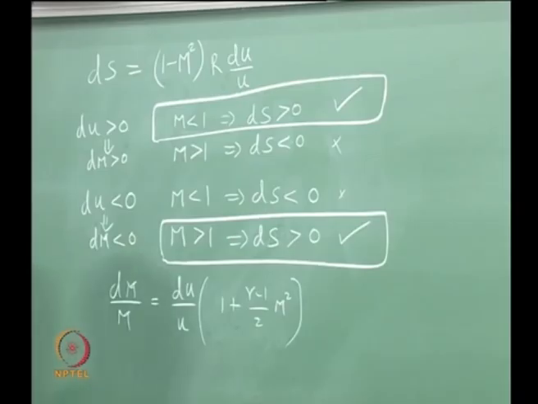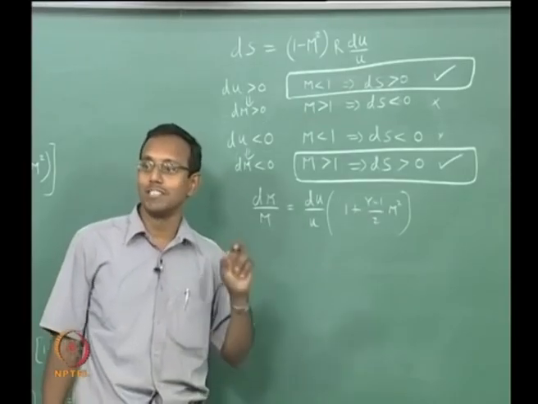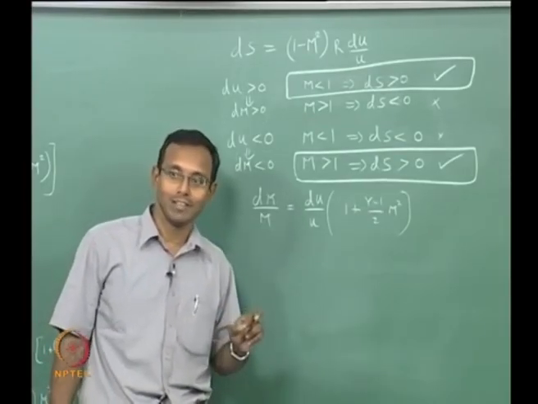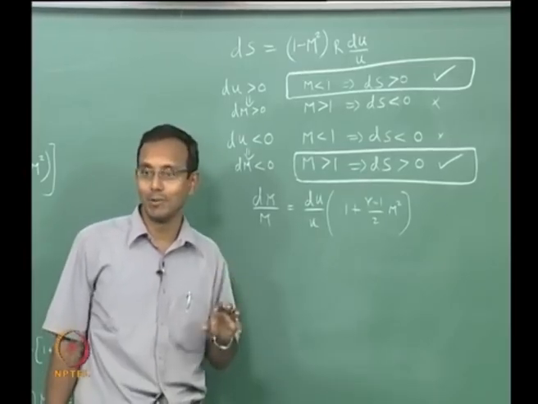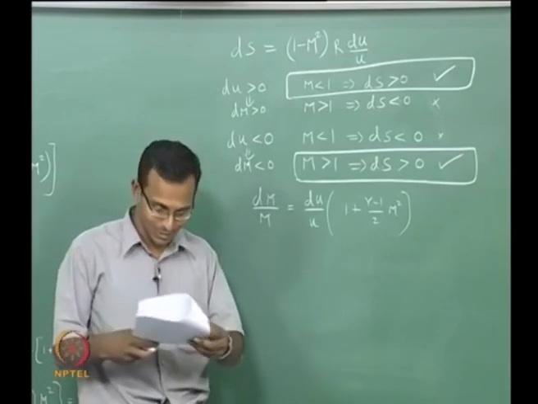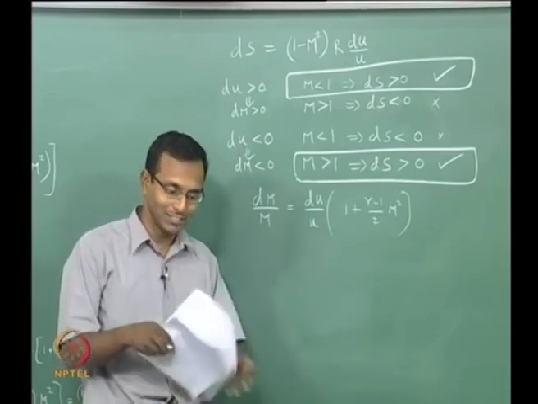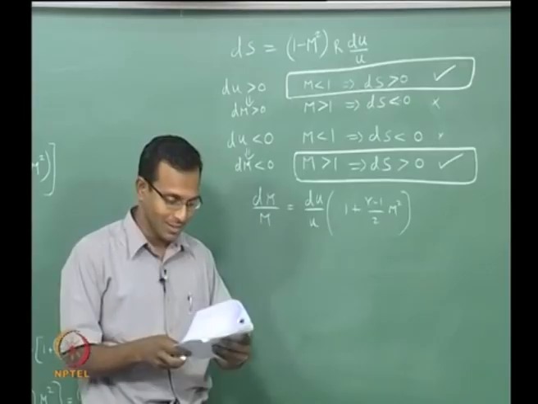Which means my flow has a general tendency due to friction that it will always go towards M equal to 1, that is the common thing you need to think about. My flow has a tendency to go to M equal to 1 naturally. M equal to 1 is a special situation like this.